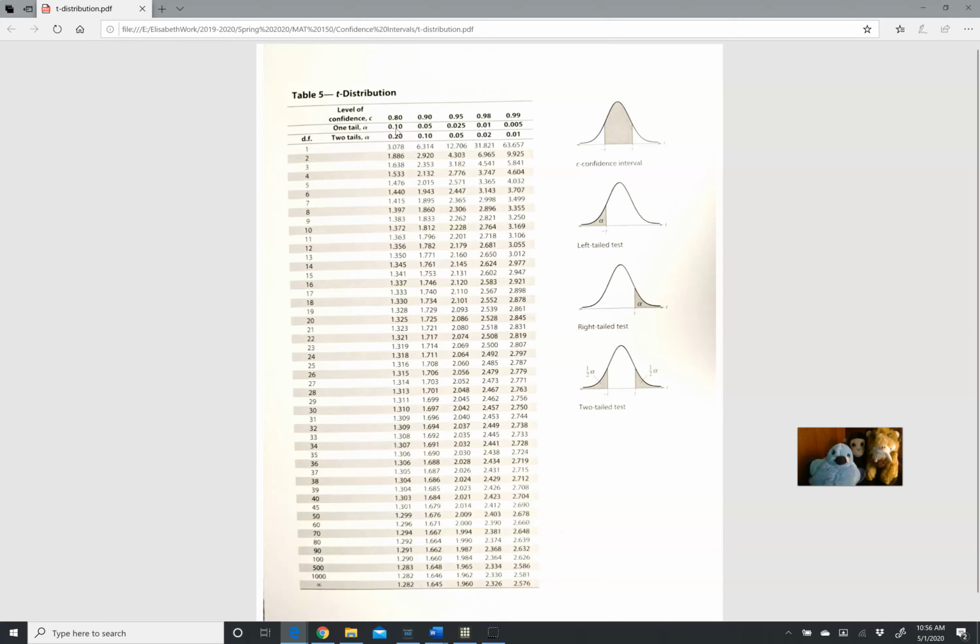So a right tail test, if your alpha is 0.1, you're looking at this column right here. For a left tail test, if your alpha is 0.025, you're going to be looking right here at this column.